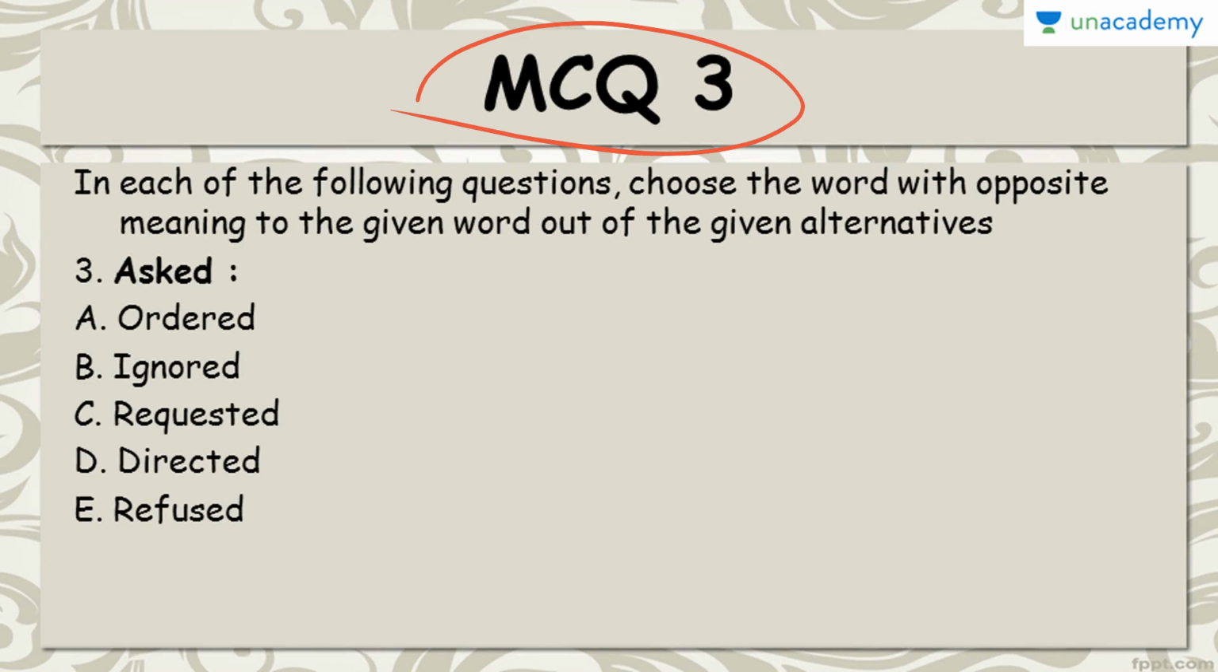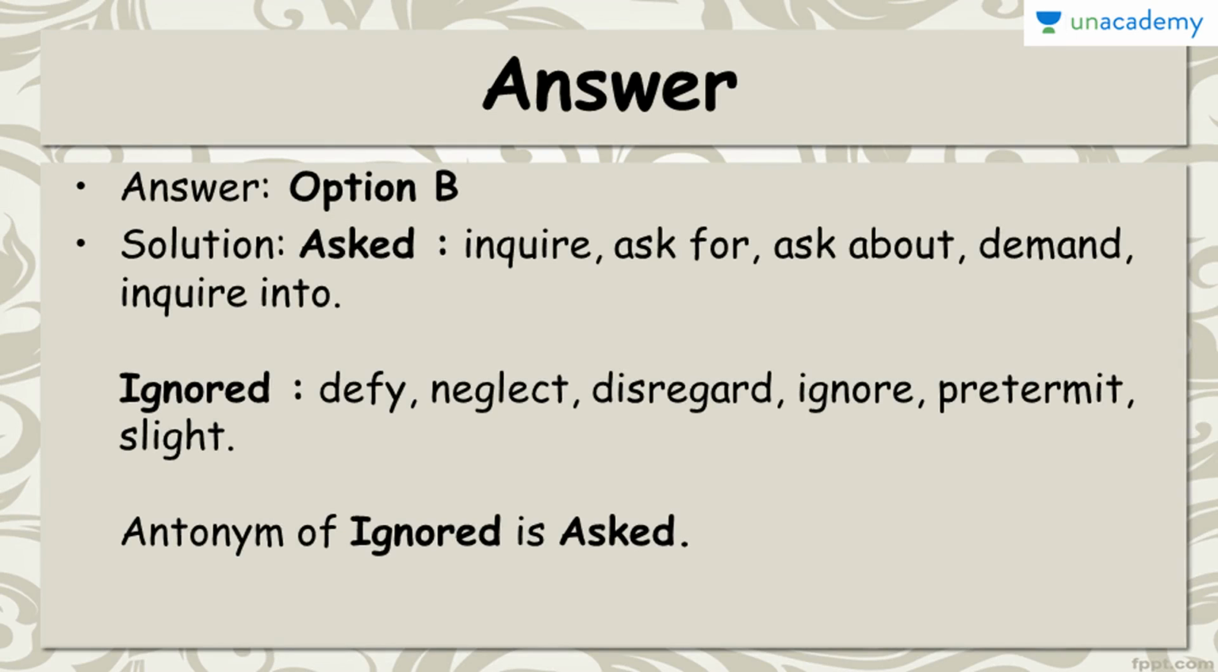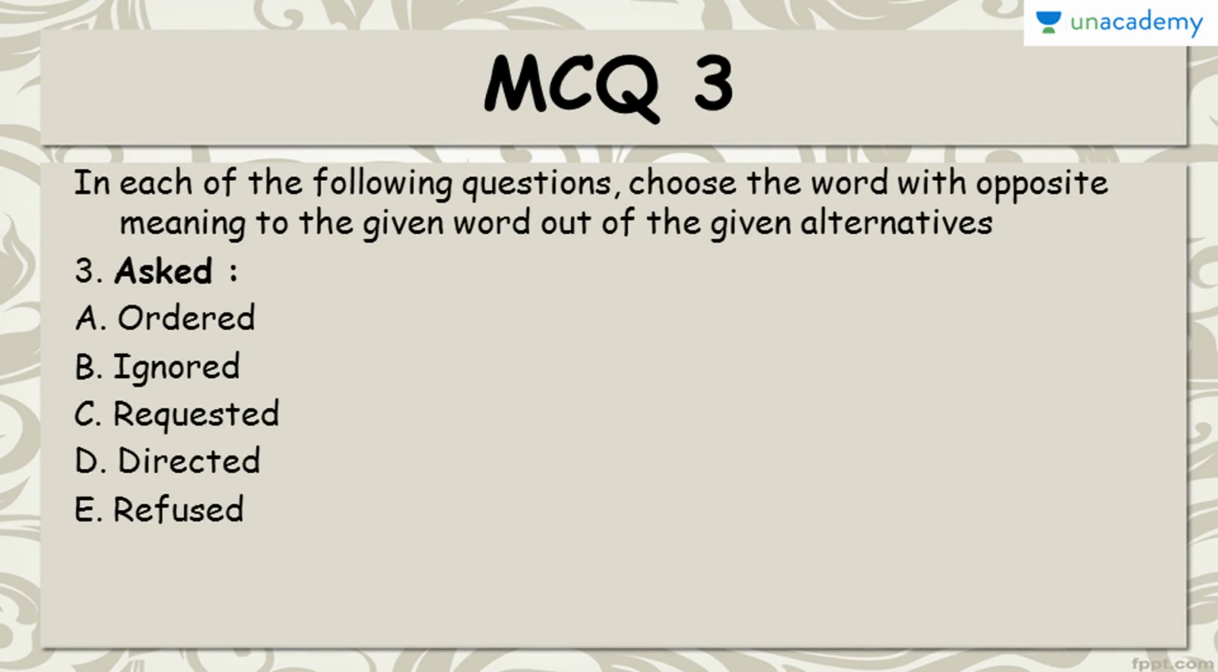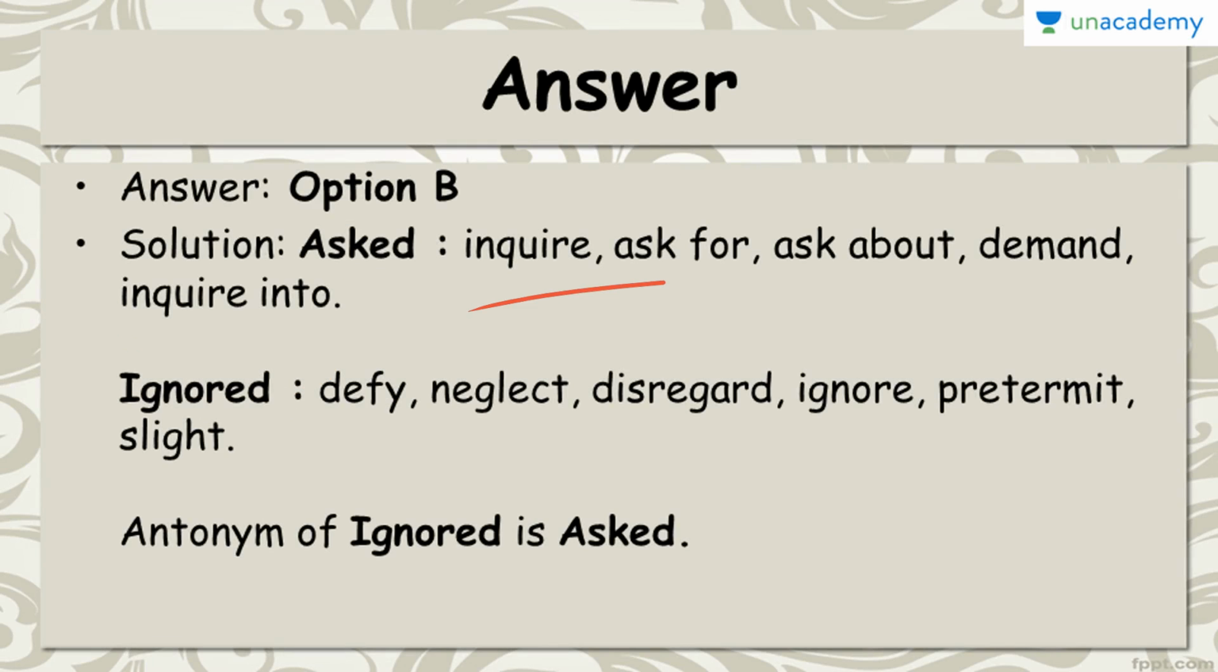Coming to MCQ third, you have to find the word opposite in meaning to the given word out of the given alternatives. The word is asked. Options are ordered, ignored, requested, directed, refused. And the right opposite to asked is option B, that is ignored. Why? Asked means to inquire, to ask for something, to ask about, to demand or inquire into something. To ignore means to defy, to neglect, to disregard, and you are not interested.